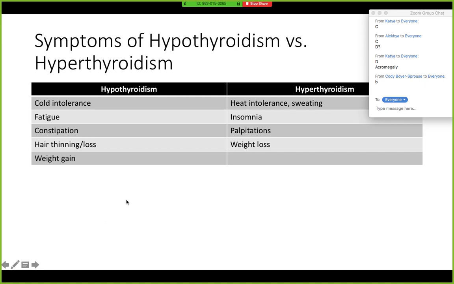All right, and then some of the symptoms that could be described are the obvious ones associated with either hypo or hyperthyroidism. So with hypothyroidism, you'll see cold intolerance, fatigue, constipation, hair thinning and loss, and weight gain. And then with hyperthyroidism, heat intolerance and sweating, insomnia, palpitations, and weight loss.